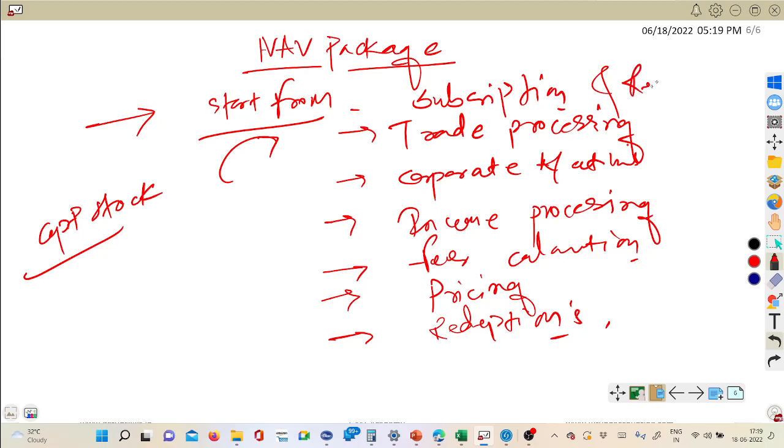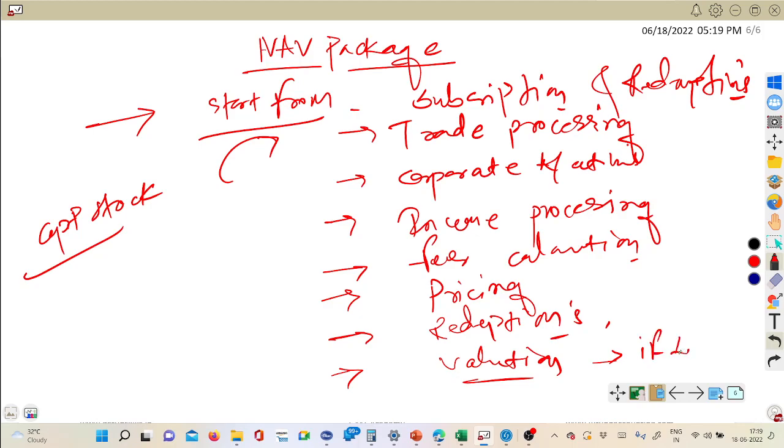So where subscription, trade processing, corporate action, income processing, fees calculation, pricing, redemptions, after that, even though valuations as well, in case of illiquid assets and all, like MBS, ABS loans, in that case, it's an important one that we calculate the valuations of securities, and we do the valuation of securities and do the accounting treatment.